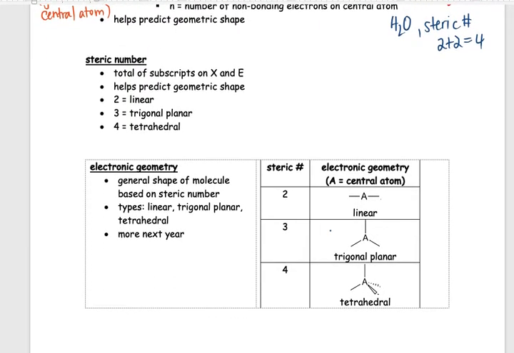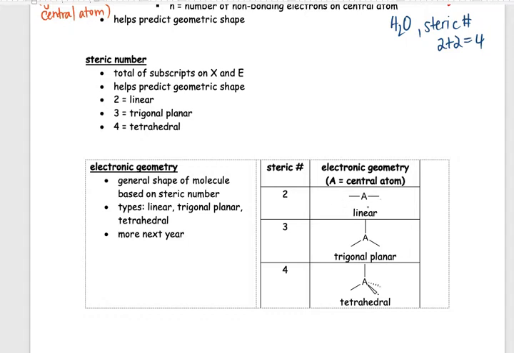So they'll call it the electronic geometry. So the geometry, the shape, taking into account where these extra electron pairs are that aren't involved in bonding. Okay, so if you get a steric number 2, you have a linear geometric shape. If you have one that's 3, then you'll have a trigonal planar, 4 tetrahedral.